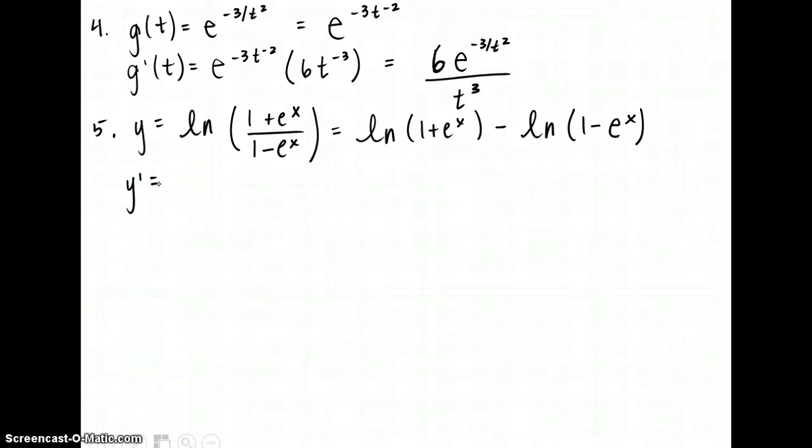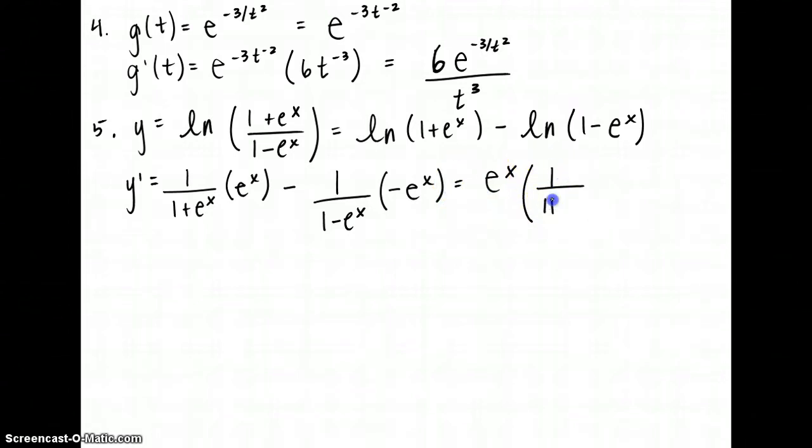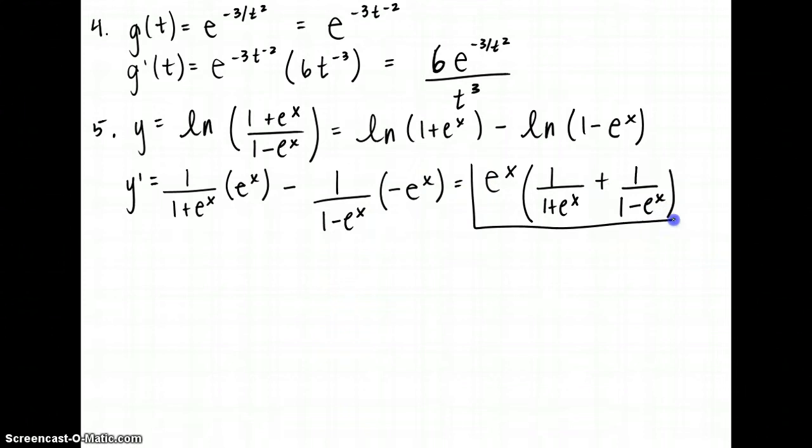Now I can use my derivative of the natural log. 1 over the expression times the derivative of the expression, minus 1 over the expression times the derivative of the expression. The derivative of 1 minus e to the x would be negative e to the x. Okay, the derivative of 1 is 0. We have to keep the sign, and then the derivative of e to the x is just itself. Both terms have an e to the x. I'm going to factor that out. I'd be left with 1 over 1 plus e to the x. The two negatives cancel to a positive, plus 1 over 1 minus e to the x. And for right now, we'll leave our derivative in that form.